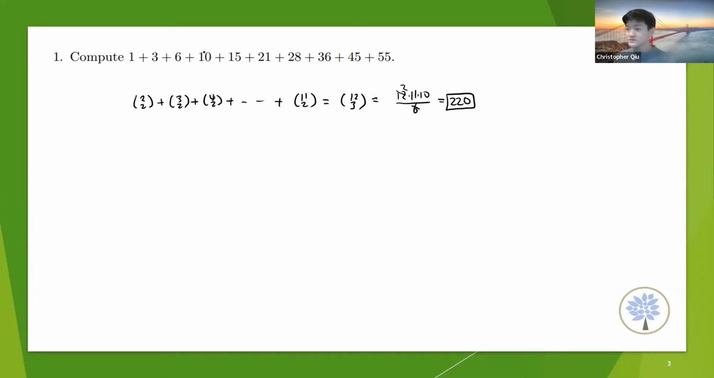So those are two ways to go about this problem. One way is to use binomial coefficients, and the other is to pair up numbers to make adding things easier. So the answer is 220, and that's problem 1. Any questions?